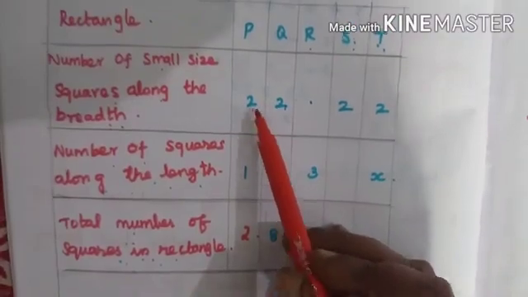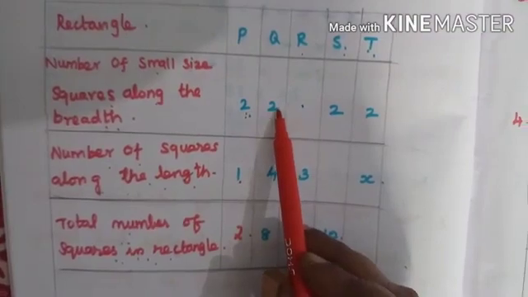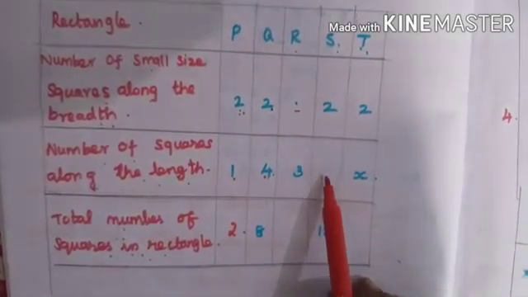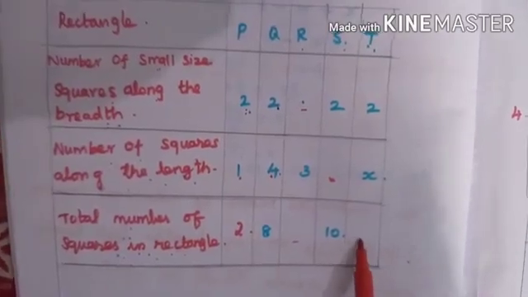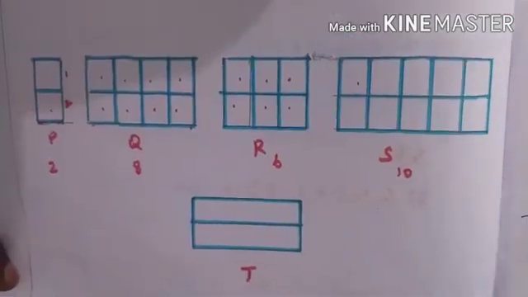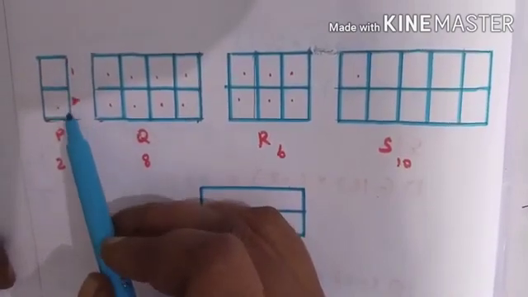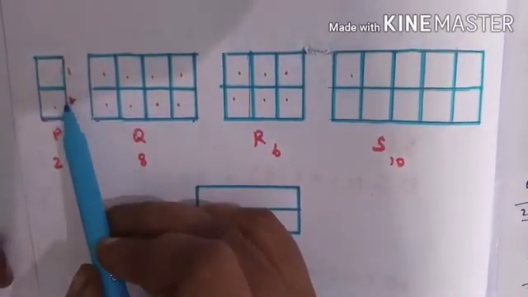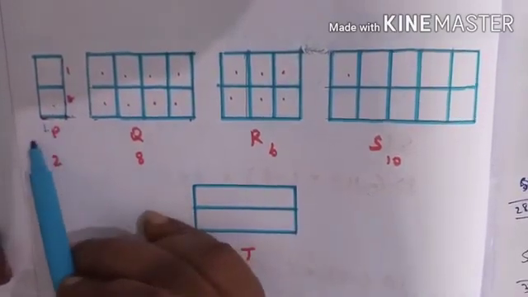For P, 2 squares are there along the breadth and the number of squares along the length is 1. So here Q has 2 and 4, and for S we are going to find out, and here the total number of squares in the rectangle we are also going to find out. Now we can see the diagram. Now this will be the square. So here this will be the breadth of the rectangle. Now you see 1, 2. Here 2 squares are there along the breadth, along the length 1 square. Therefore 2 into 1 will be 2.